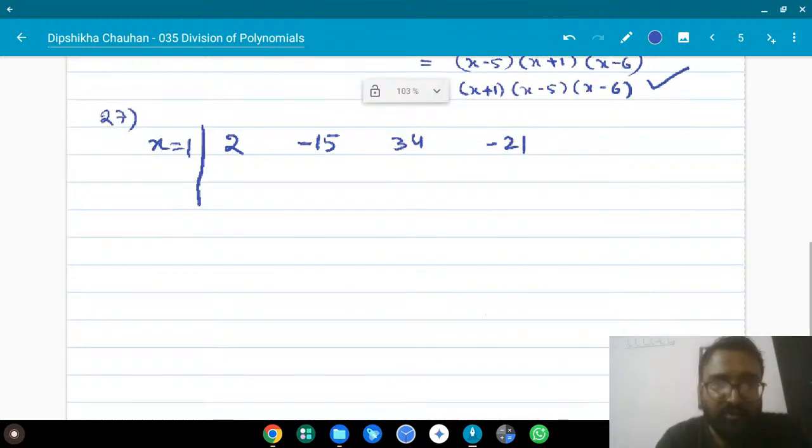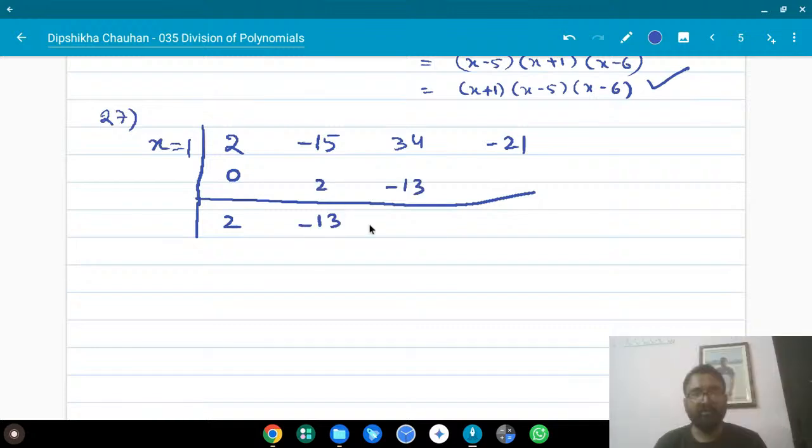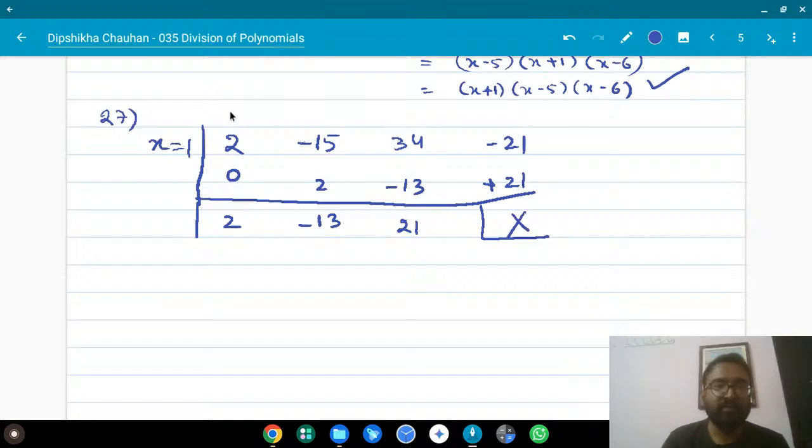So this is the process. We come down: 2, then 2 ones are 2, giving minus 13. Then minus 13 ones is minus 13, giving 21. 21 ones is plus 21, and this will be 0. As it is x cube onwards, it will be x square onwards. So the quotient q of x is 2x square minus 13x plus 21.